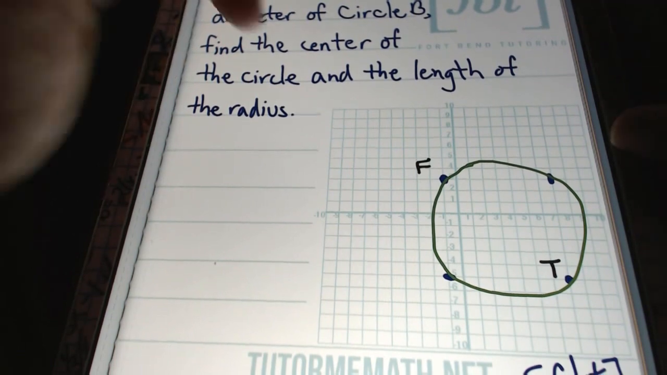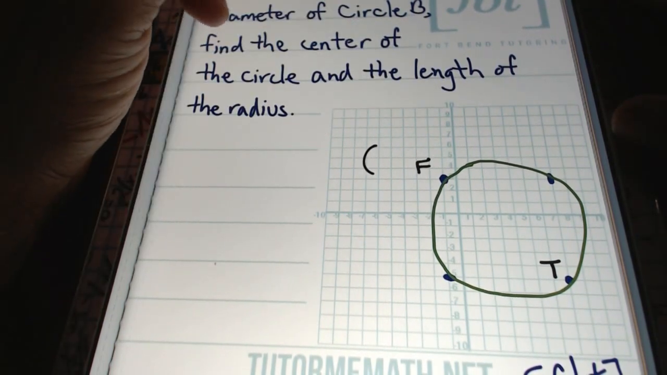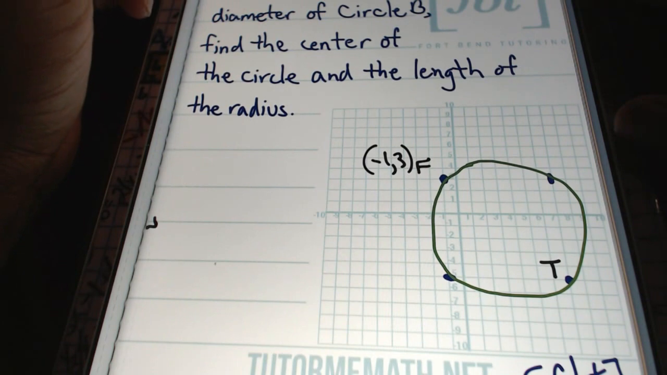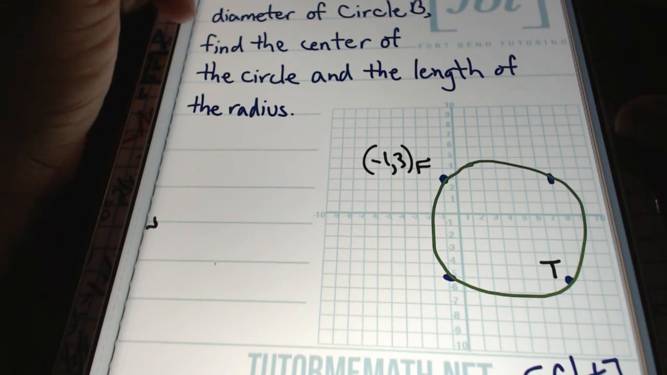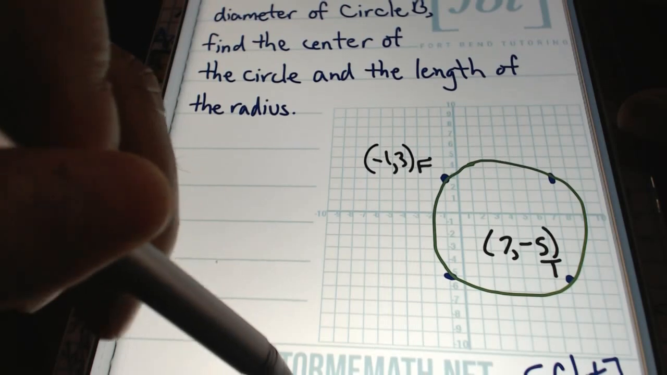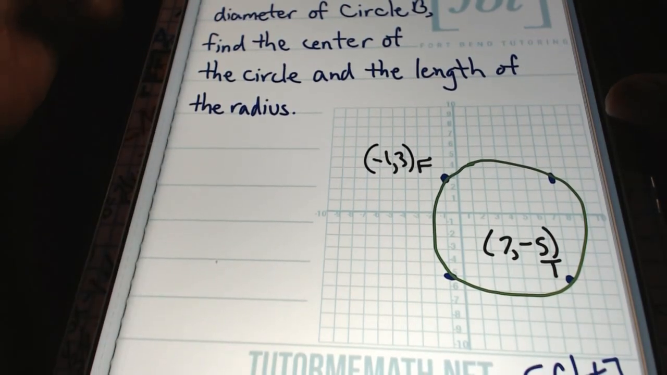So we need to first and foremost find out what the coordinate of F is, which is currently at -1, 3. And also what the coordinate of T is. Coordinate T is located at 7, -5. All right. And so utilizing these, we can go ahead and find out what the midpoint is, and that'll give us the center.